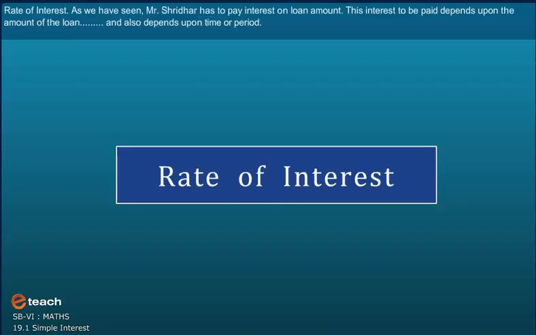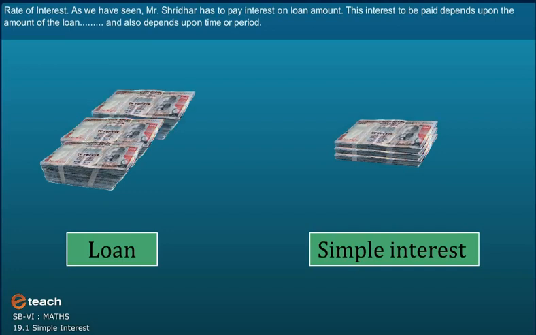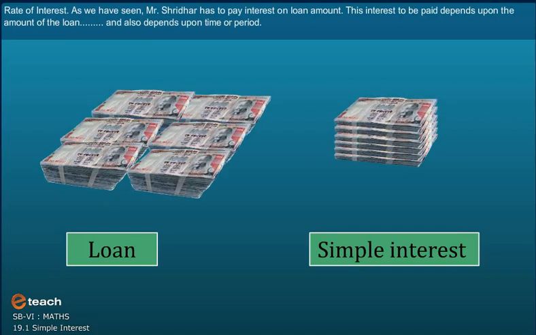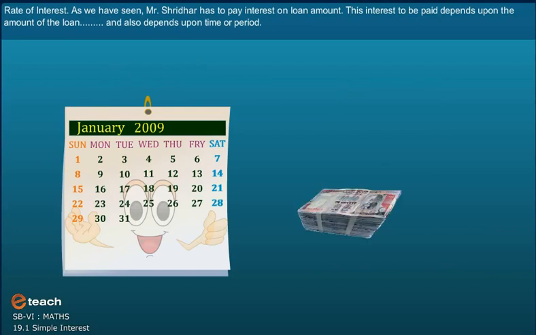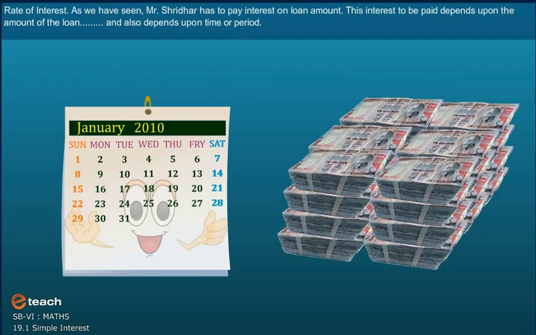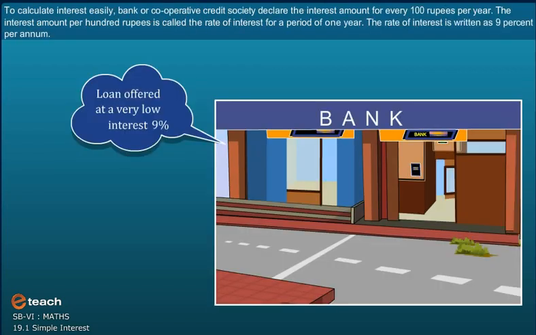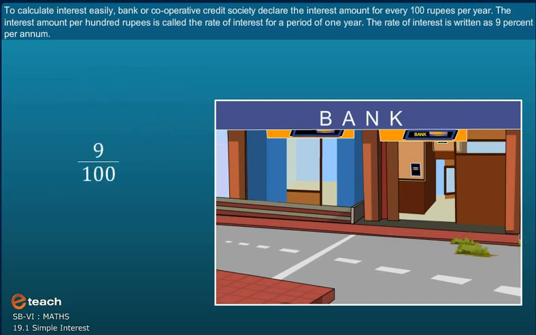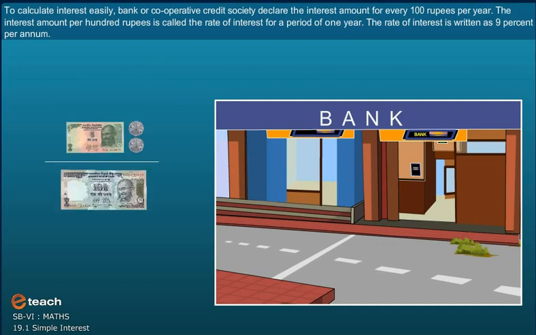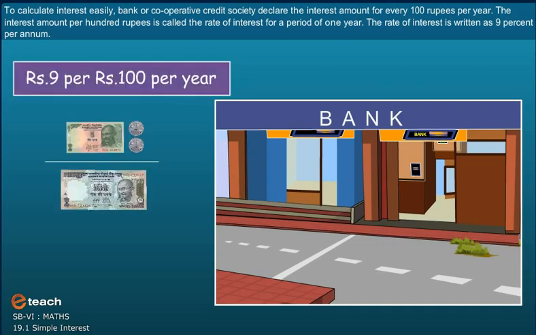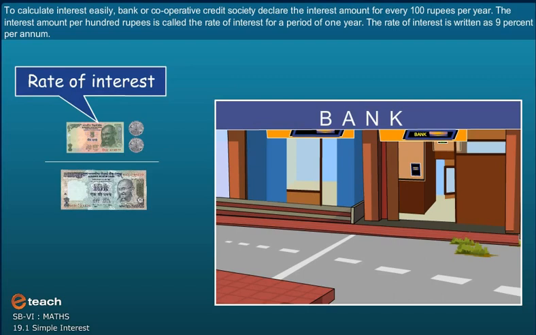Rate of interest. As we have seen, Mr. Sridhar has to pay interest on the loan amount. This interest to be paid depends upon the amount of the loan and also depends upon time or period. To calculate interest easily, the bank or cooperative credit society declares the interest amount for every 100 rupees per year. The interest amount per 100 rupees is called the rate of interest for a period of 1 year. The rate of interest is written as 9% per annum.